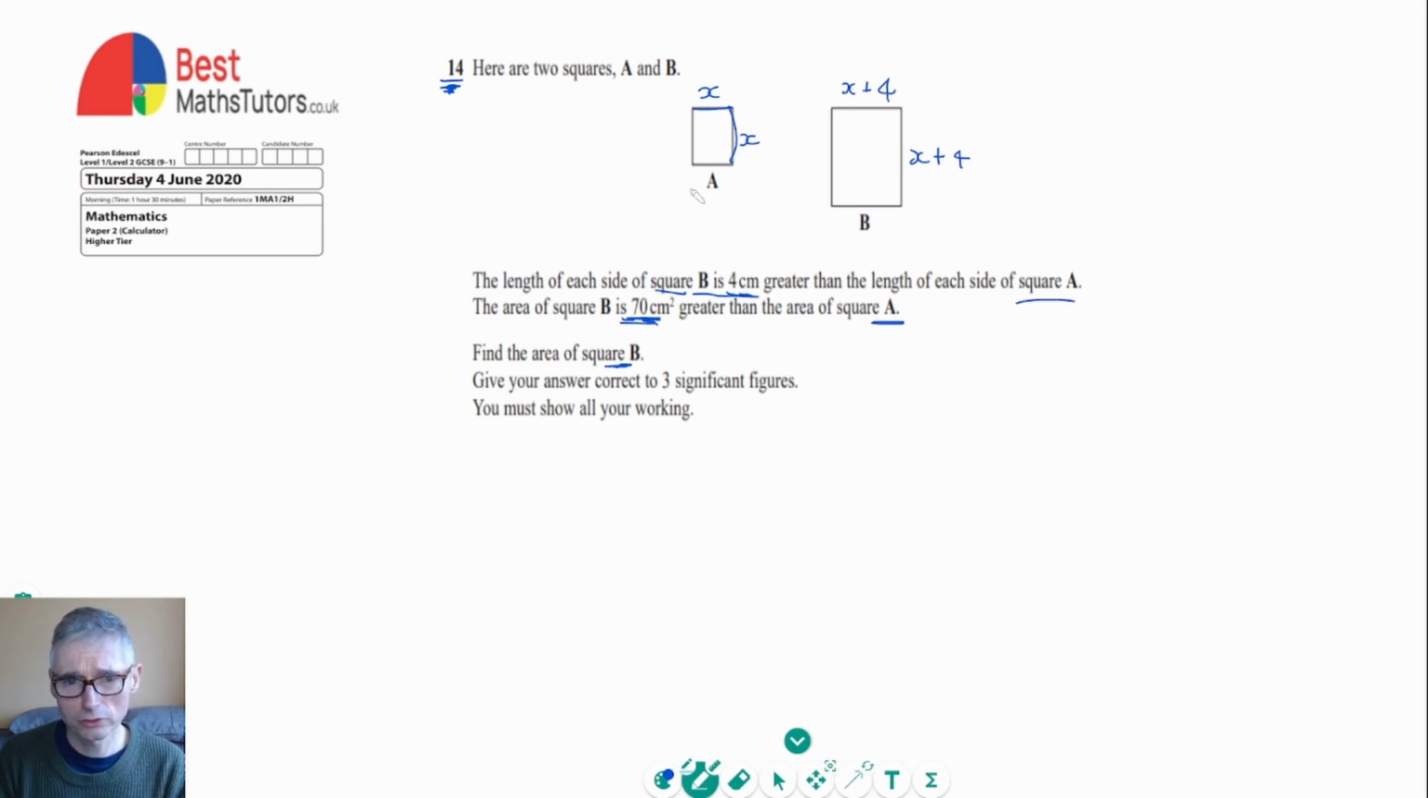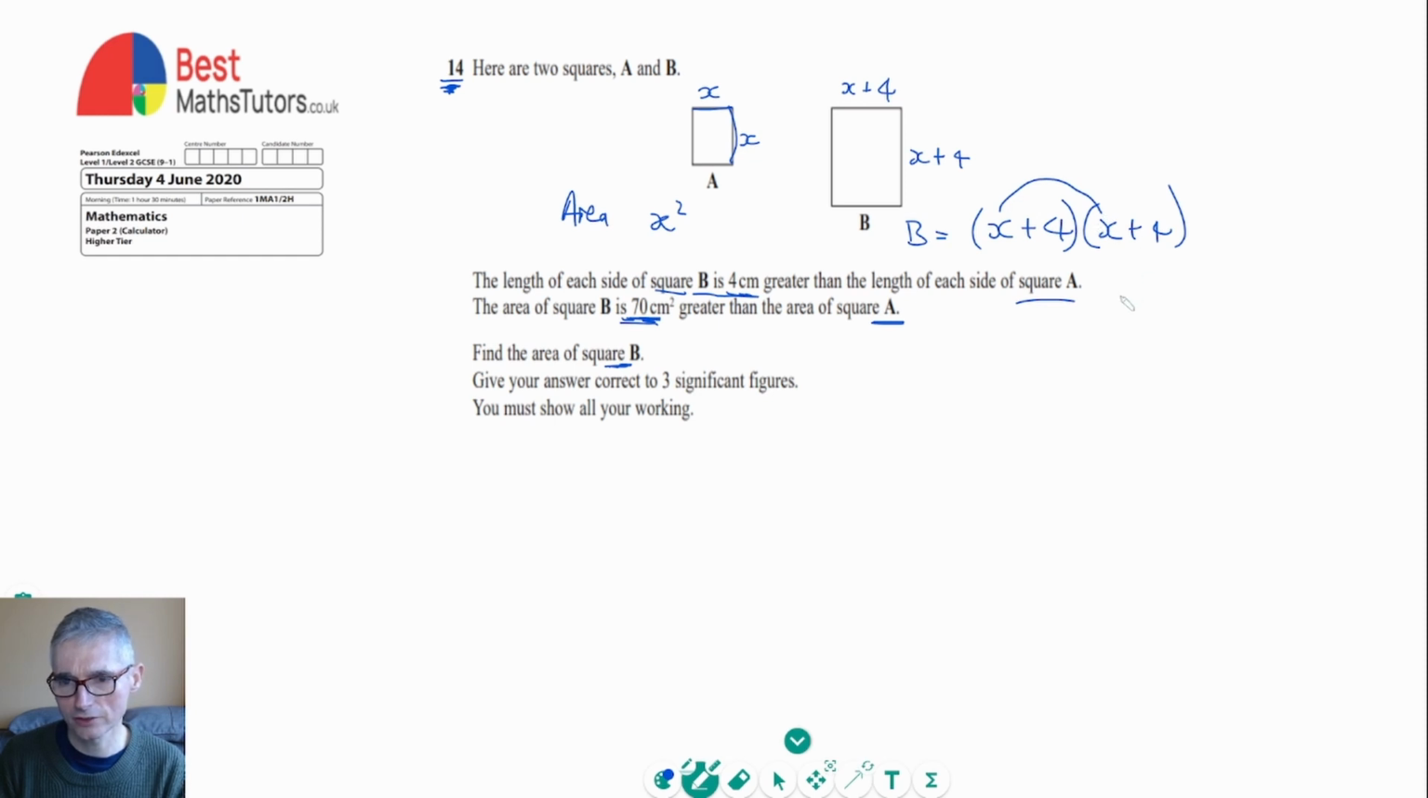So we're going to work out in algebra what the areas are of each one of these. So we can see that the area of square A is just going to be x squared, because it's just going to be x times x. For square B, then what we're going to get is a double bracket that we're going to have to multiply out. So it's going to be x plus 4 times x plus 4. So we're just going to take time and multiply that one out.